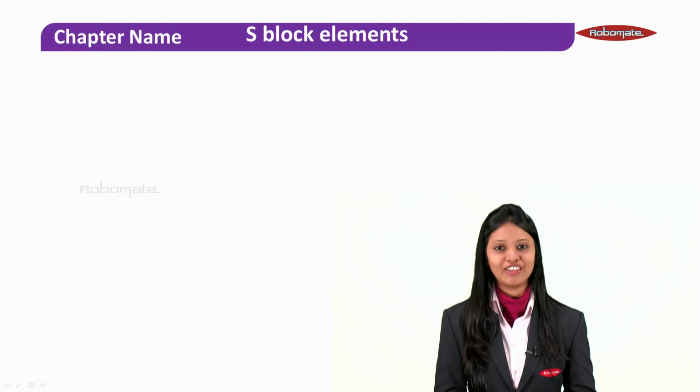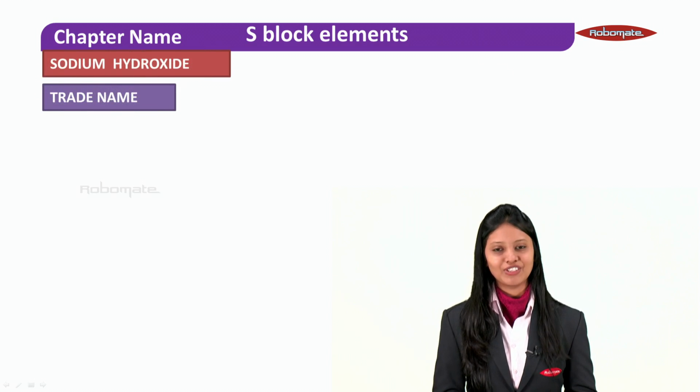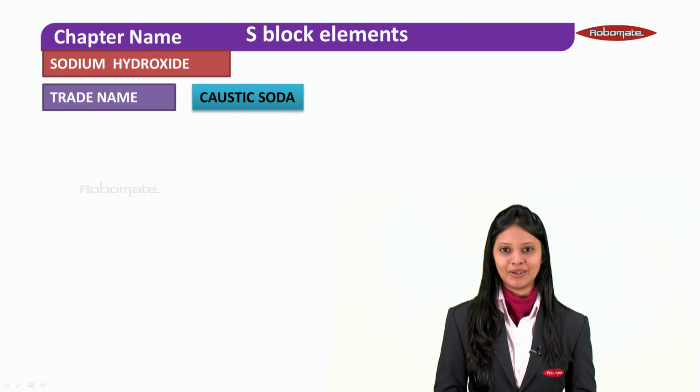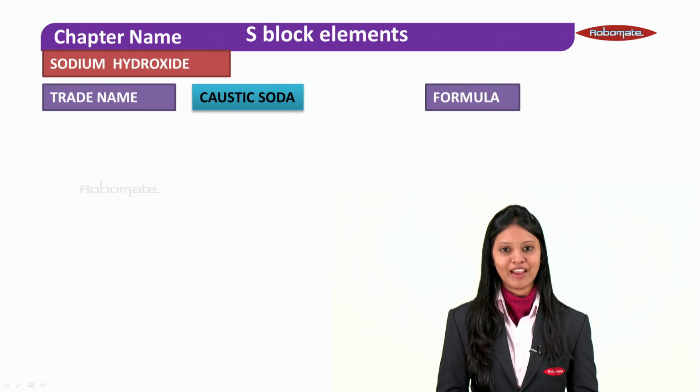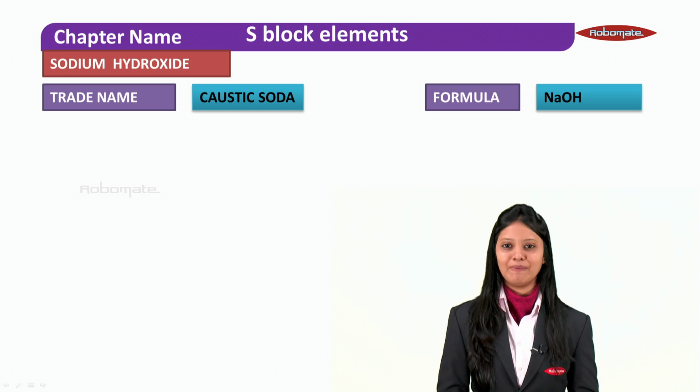In today's session, we are going to continue the discussion of sodium compounds. And the third important sodium compound is sodium hydroxide. The trade name for sodium hydroxide is caustic soda, and the formula for sodium hydroxide is NaOH. Let's see the method of preparation.